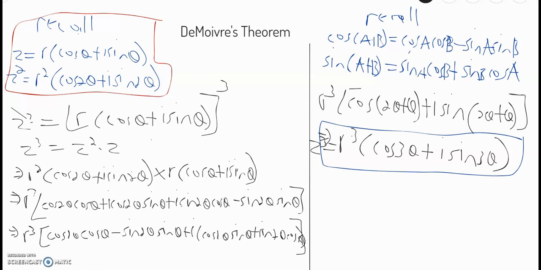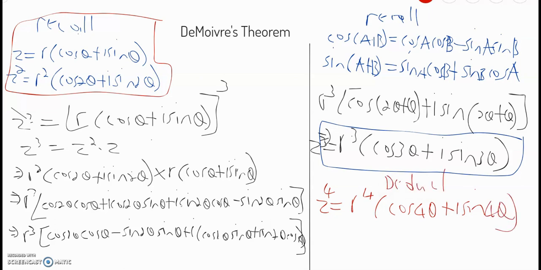What if we wanted z to the fourth? We probably could guess z to the fourth. Let me change the color to red. So here I would be thinking that z to the fourth power would be r to the 4 into cos 4 theta plus i sine 4 theta. That's a deduction that we can make.